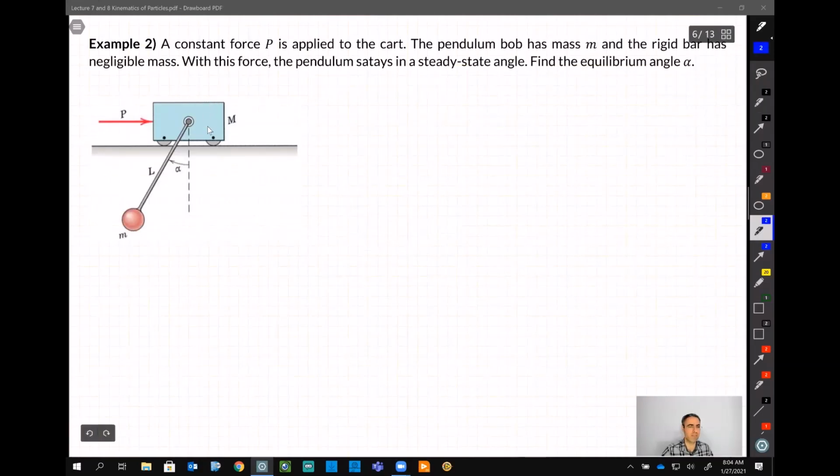Right? It's very simple. We have a cart like this, and it has this mass M. And then we have a pendulum with the length L, with a bob at the end of this pendulum with mass m. The question told us to ignore the mass for this guy. So we ignore the mass.